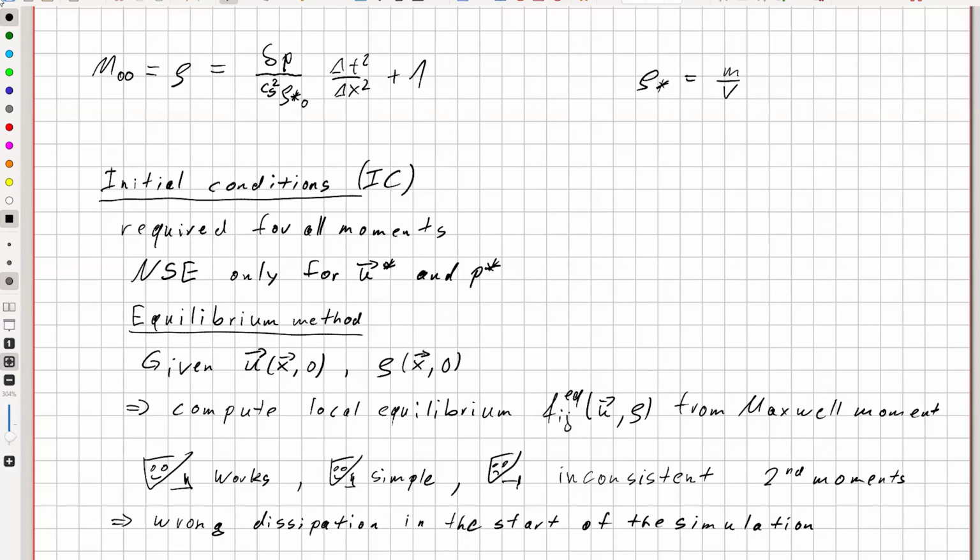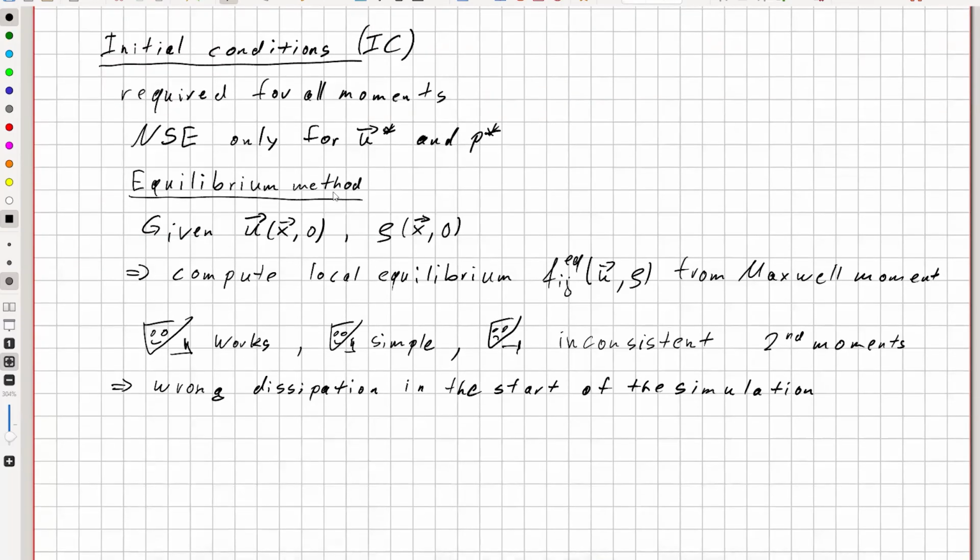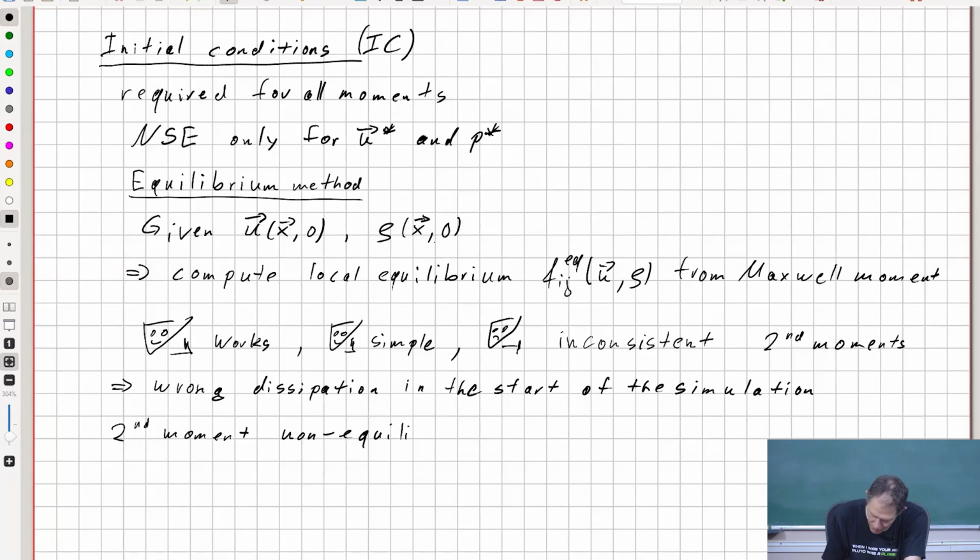Therefore, you would like to use second moment non-equilibrium initialization.